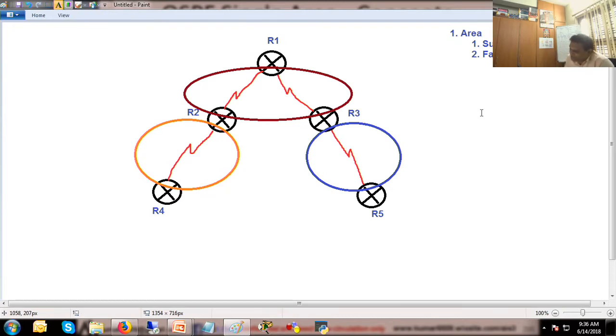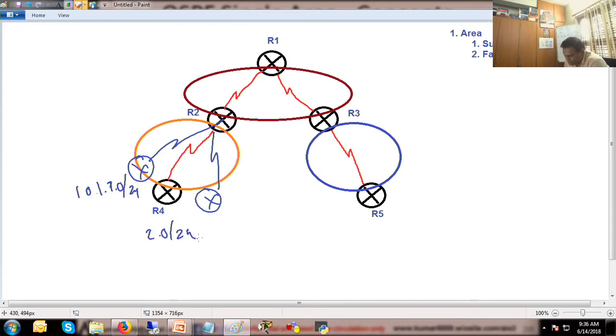Now first point, summarization. What is summarization? Let me explain this. Now we have a network like this, one more, like this, one more. So this is 10.1.1.0/24. This is 2.0/24. This is 3. Like that, 30 branches are there, up to 30.0/24. Understand?